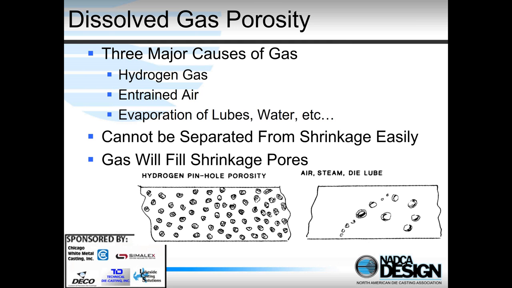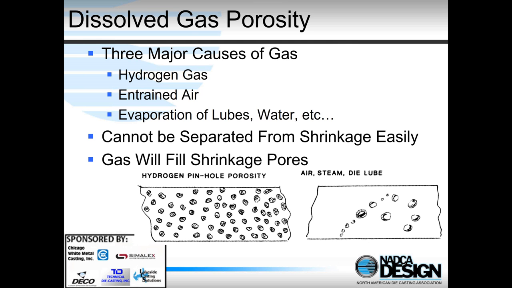Then the third source is evaporation of any liquid that's existing in the cavity, such as a lubricant or water. Obviously, as we talked about before, each cycle we spray an organic lubricant on the die faces. We also put lubricant in the shot sleeve. And as we inject the hot liquid metal into the cavity, this can cause vaporization of the lubricants and produces gas that becomes trapped in the casting and produces porosity.